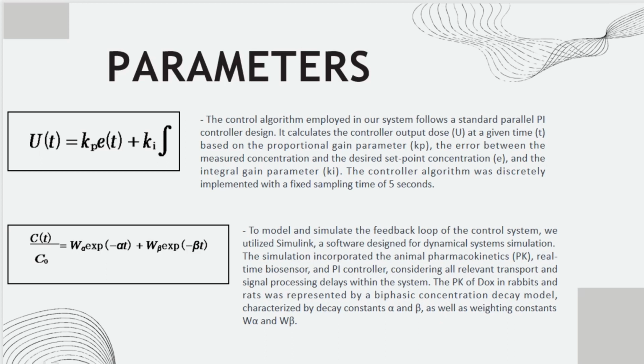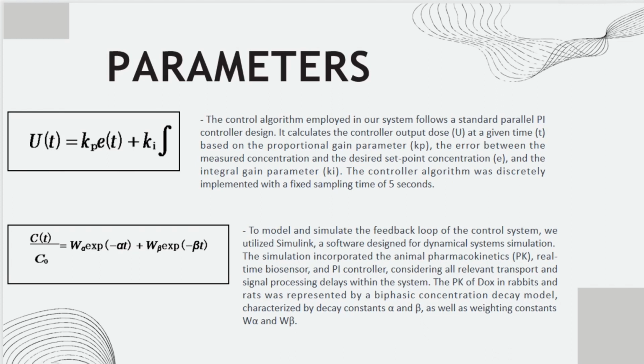For the first equation, u(t) equals Kp e(t) plus Ki integral of e(t). The control algorithm employed in our system follows a standard parallel PI controller design. It calculates the control output dose at a given time based on the proportional gain parameter, the error between the measured concentration and the desired set point concentration, and the integral gain parameter. The controller algorithm was discretely implemented with a fixed sampling time of 5 seconds.